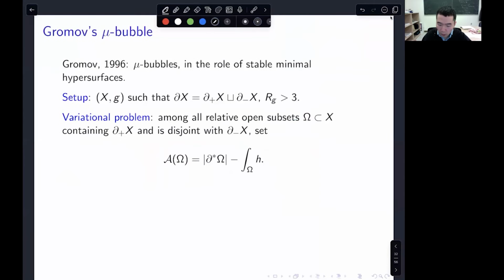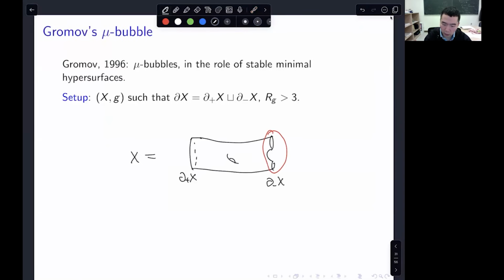Now, what we do is that we consider the following variational problem. Among all relatively open sets omega containing boundary plus and disjoint from boundary minus, we consider the following functional: namely, the area of the reduced boundary minus the integral of a function in the open set. On the picture it would be something like this. Let's say this region would be our omega, and with this notation, these are the reduced boundary of omega.